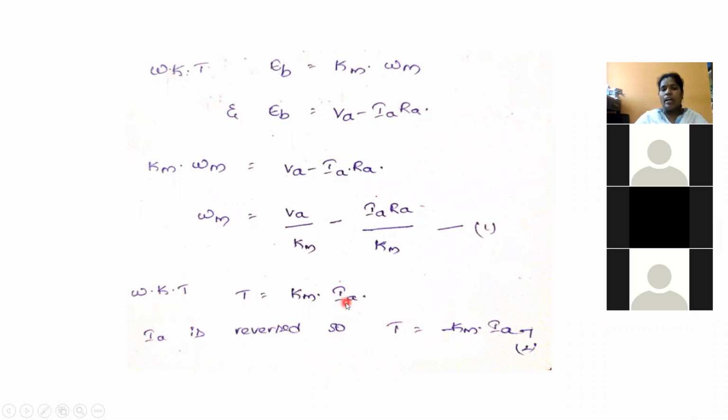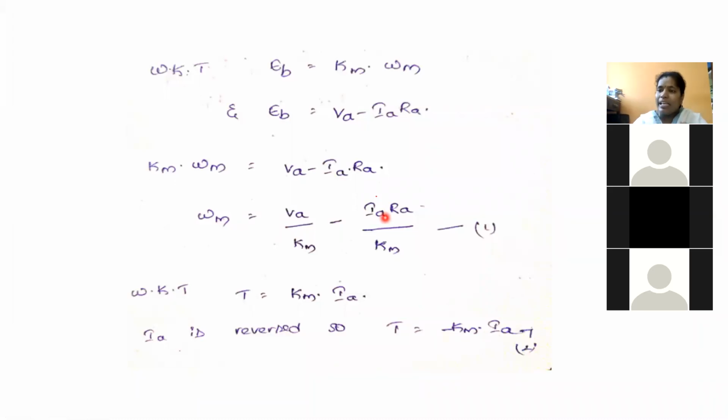Already you know that in this chopper circuit, the current is going to be reversed. So you can take it as minus of Ia. So torque is equal to Km into minus Ia. So you can write torque is equal to minus Km into Ia. So it is equation number 2. Why? Because you have to write the expression of speed in terms of torque.